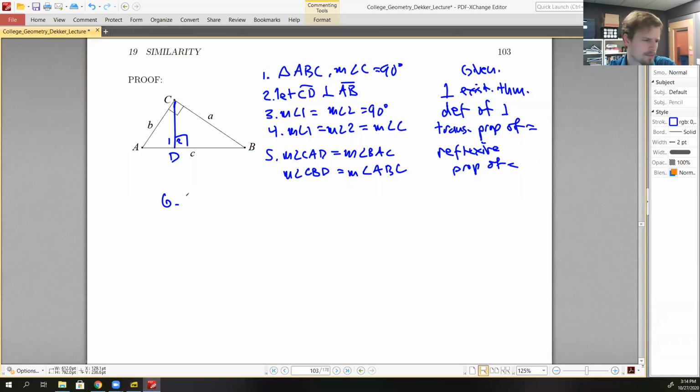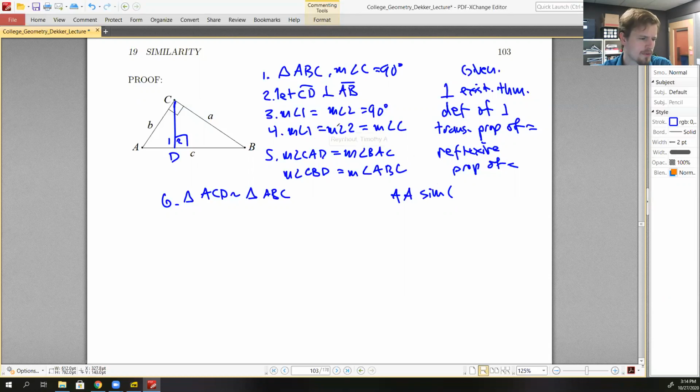Once we have that, we've got the angle conditions for similarity. So triangle ACD is similar to triangle ABC. And this is by angle similarity.